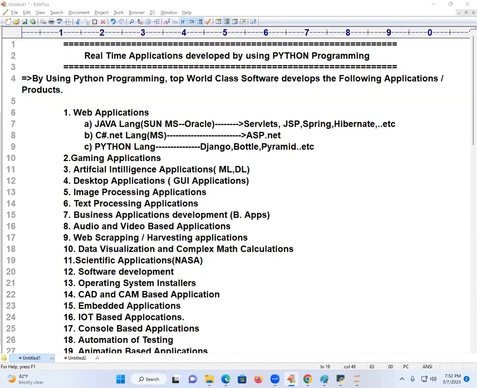So without having earlier Python development and all, how will they get the experience? Correct or not? They will look into only one thing, whether you are able to write good coding or not. They will test your coding standards before taking you.